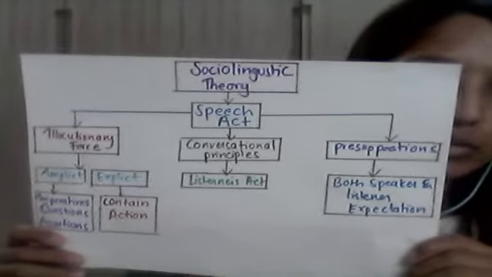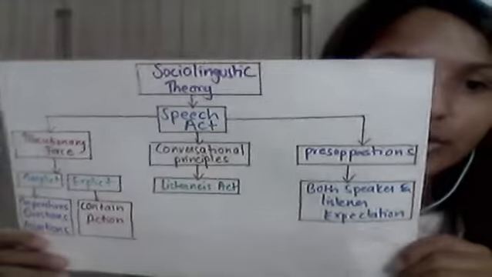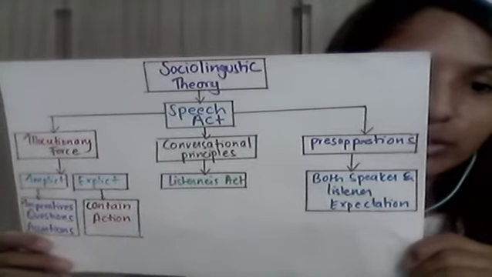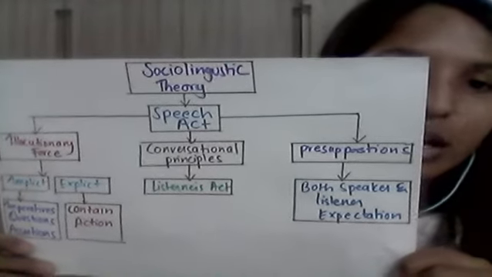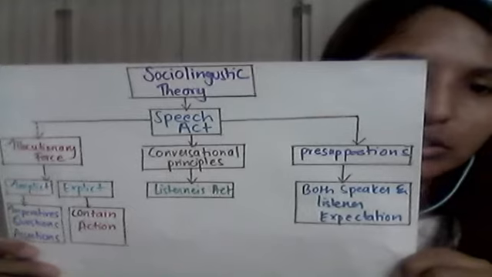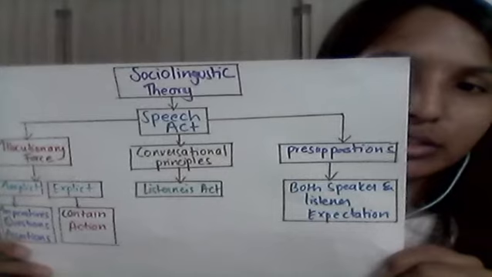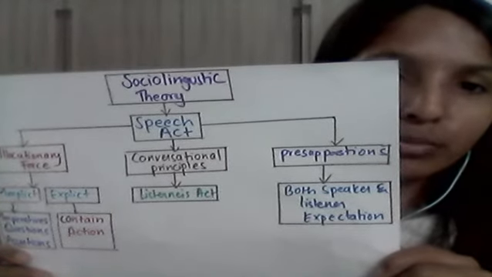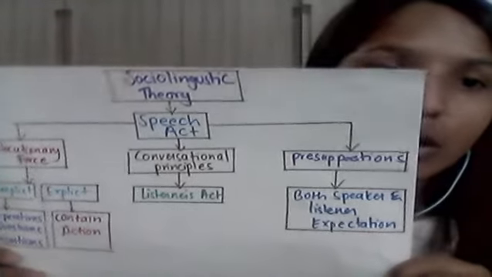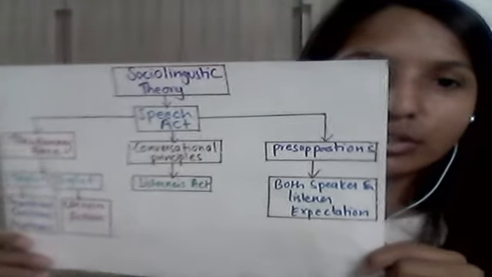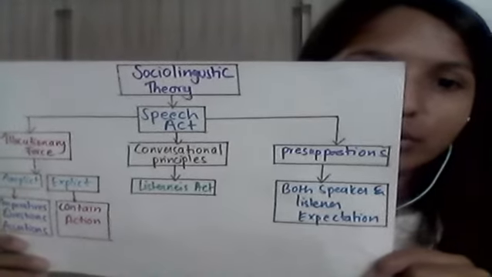In illocutionary force, there are two types, called implicit and explicit. Implicit refers to interpretations, questions, and assumptions, and explicit contains an action. Conversational principles are what the listener expects to hear, and in presuppositions, both the speaker and listener expect something. So this sociolinguistic theory helps in the development of language through this process.